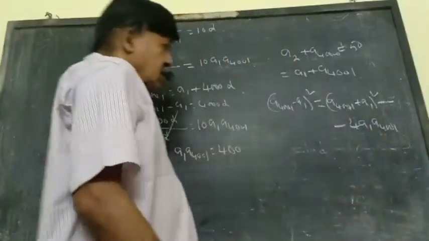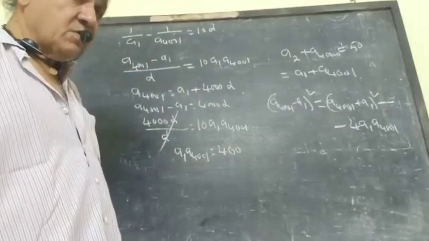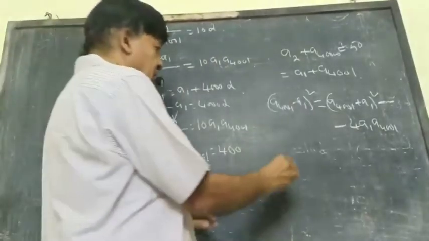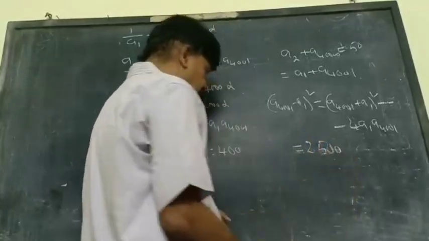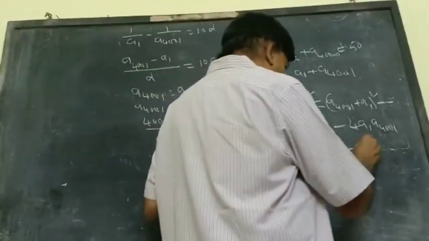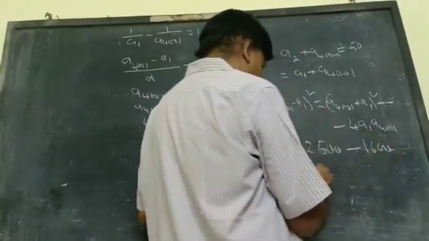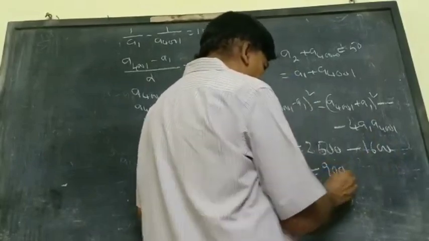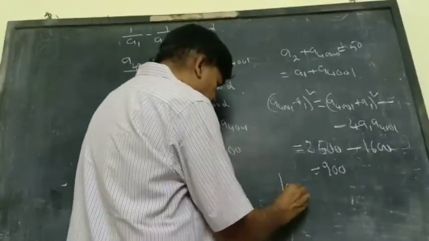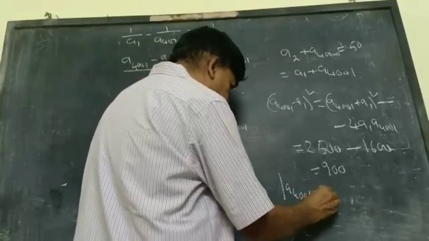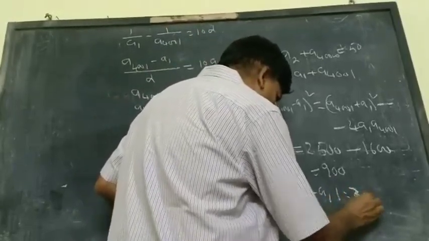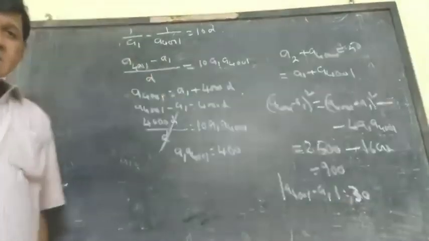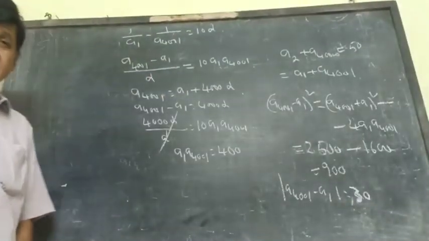A minus B whole square is equal to A plus B whole square minus 4AB. So when you substitute, this is 2500 minus 1600, so 900. So mod of A4001 minus A1 is equal to how much? 30. This is your answer.